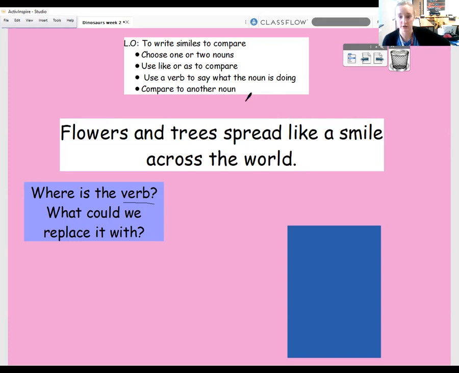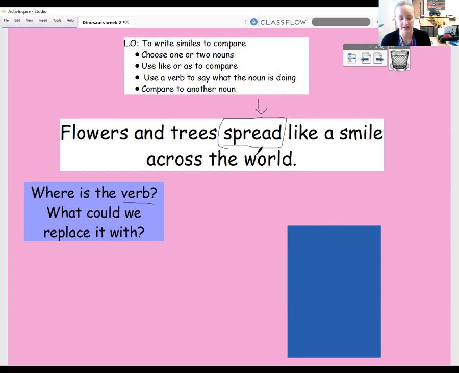I've found it. Hopefully you found it as well. Here is the verb, okay? The verb, the action, is spread. When you are spreading something out, okay? You might spread jam on toast, okay? When you're putting things across something else. So now I've identified my verb.